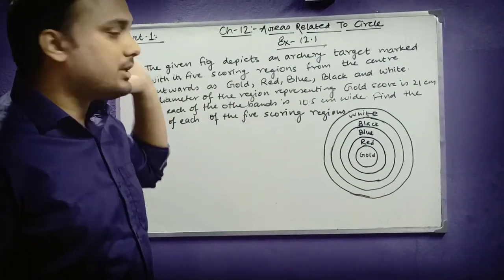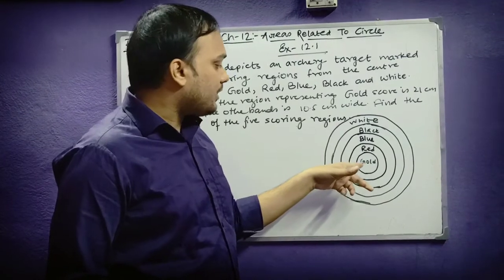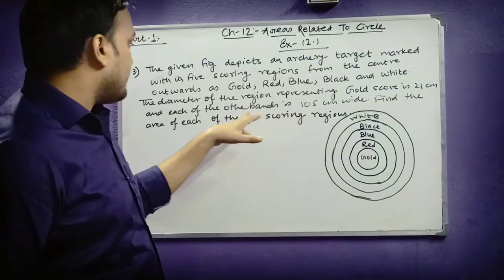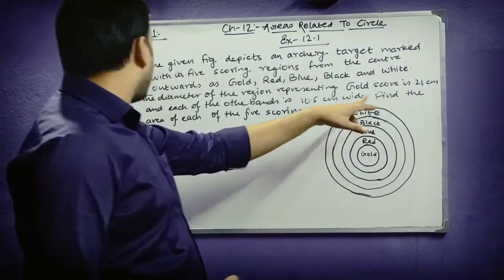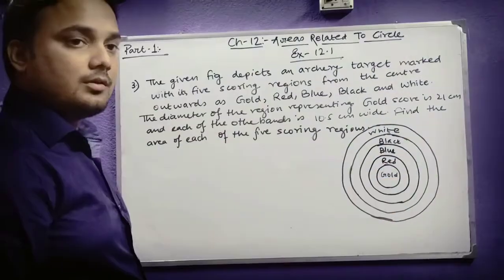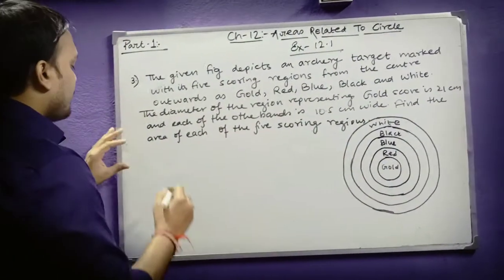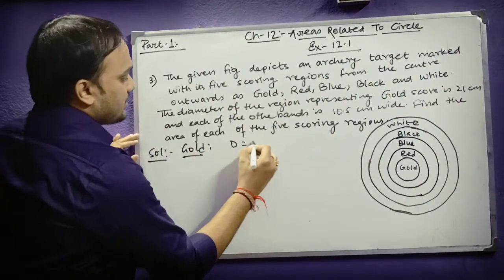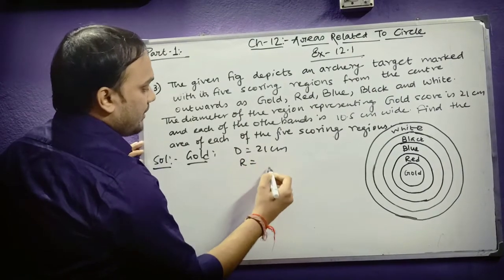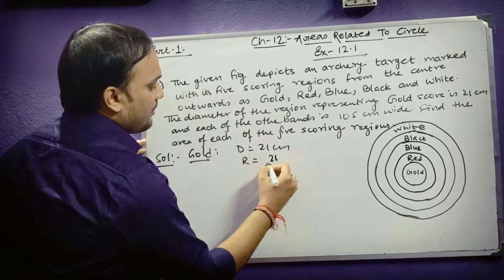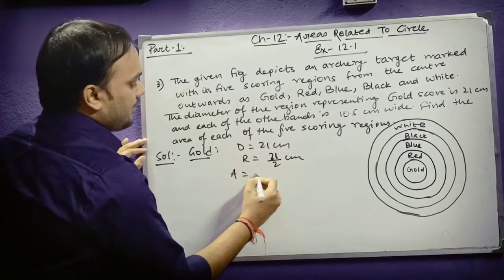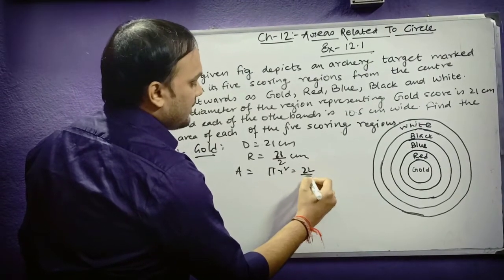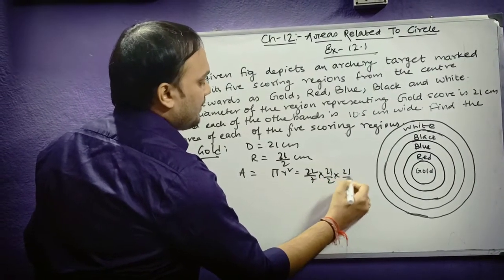So here the only information given to us is that the diameter of this gold circle, which is gold, is 21 centimeter. This is actually the diameter of this gold region. So let us find the area of the gold portion. So the area of gold portion will be, for gold, diameter is 21 centimeter, radius will be 21 by 2 centimeter. So area will obviously be pi r square, which will be equal to 22 by 7 into 21 by 2 into 21 by 2.